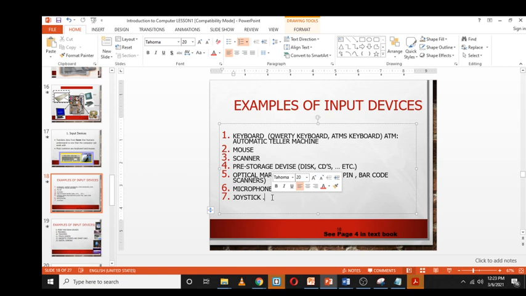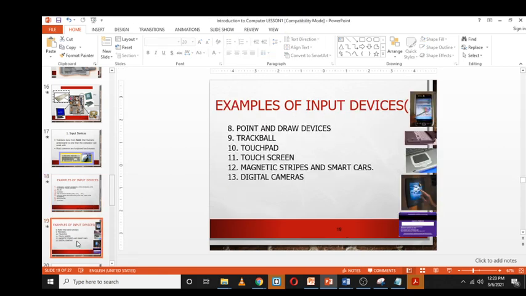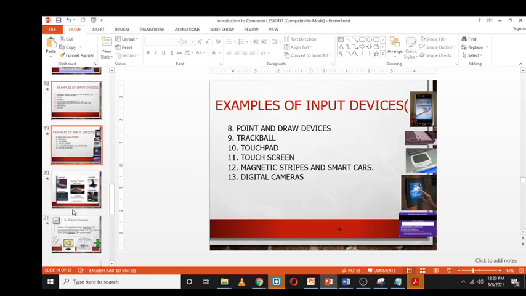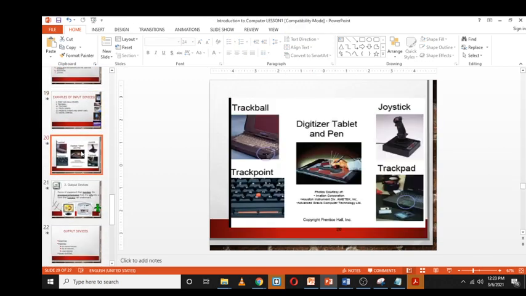Microphone and joysticks. A joystick is the one that you use when you're playing games. It's also an input device. All right, we also have point and draw devices, trackballs, touchpad, touchscreen, magnetic stripes, and smart cards, digital cameras. All these devices that can input data within the computer actually fall under input devices, and they are also hardware at the same time. Okay, so here we have it.